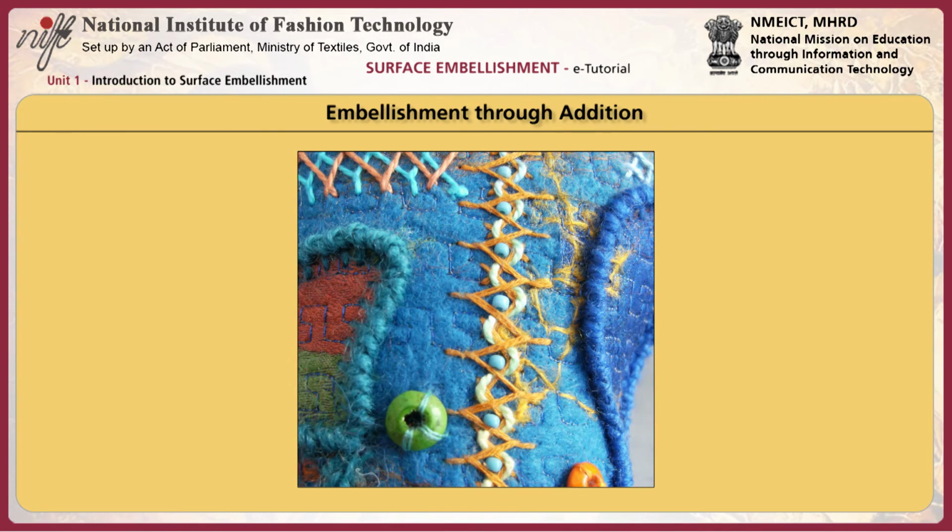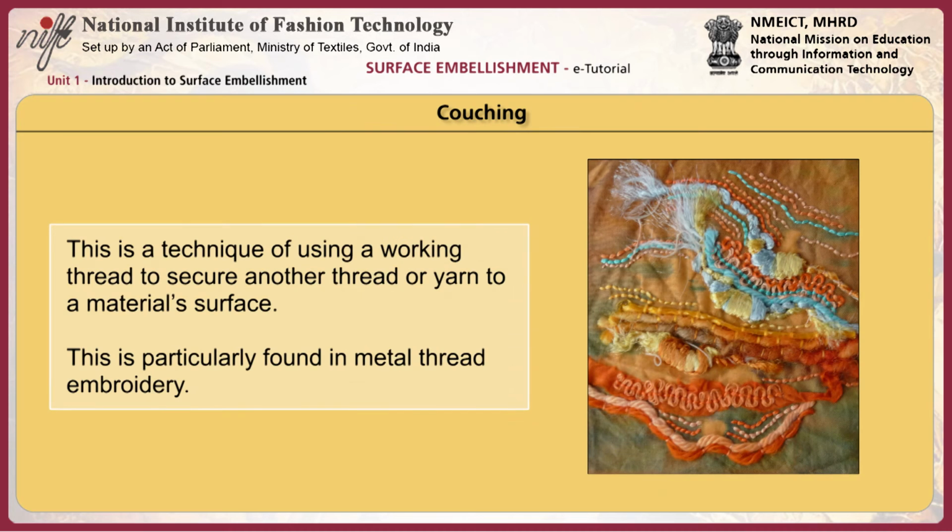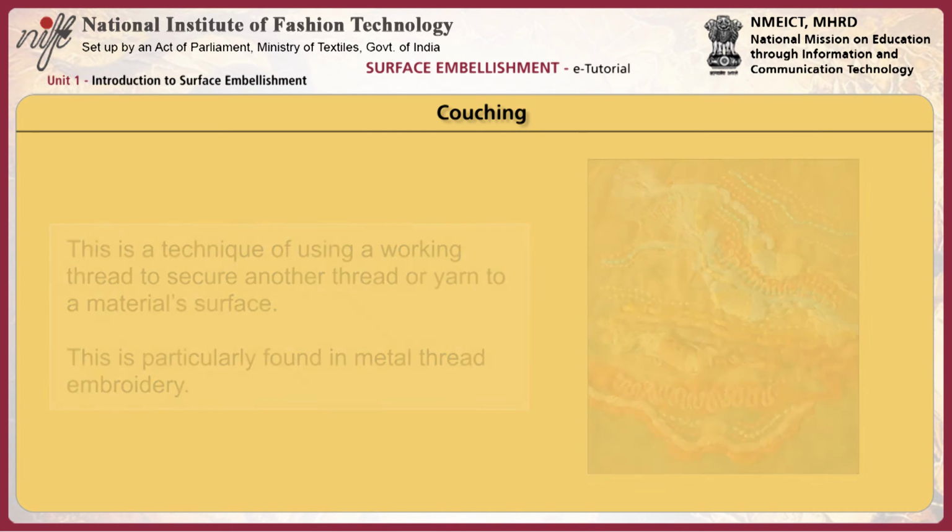Embellishment through addition refers to all embroidery techniques that involve the addition of fabric, embroidered motifs or formed objects to a ground. This technique is often combined with quilting. Couching. Couching is a technique of using a working thread to secure another thread or yarn to a material's surface. This is particularly found in metal thread embroidery.